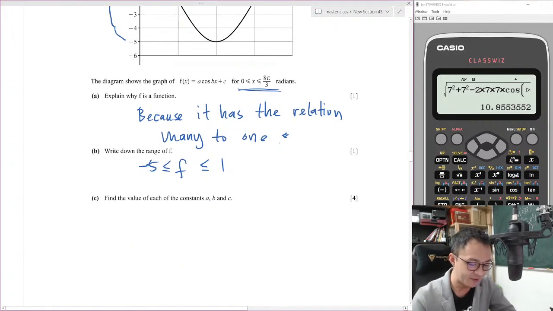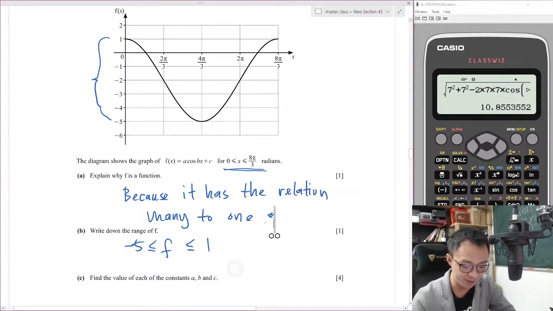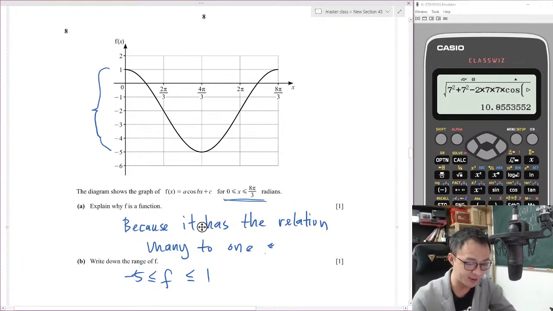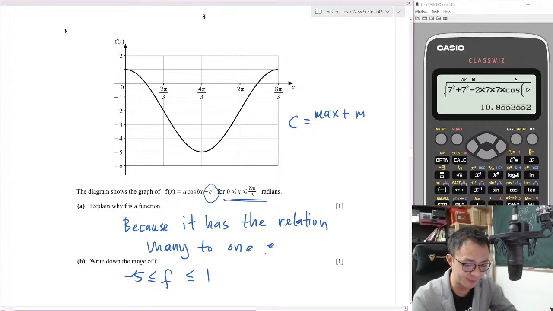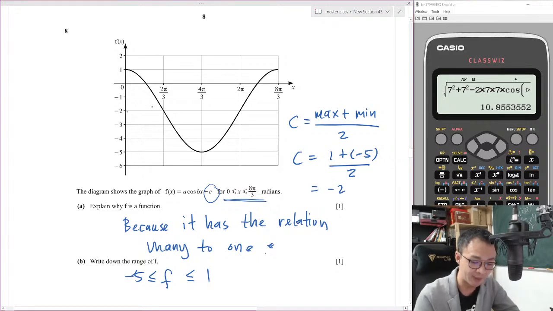Find the value of each of the constants a, b, c. A will be the amplitude. There are a few things you can do to find a, b, and c. First, find c. There is a formula: the maximum plus minimum, divided by 2, if not mistaken. So this is 1 plus -5 over 2. Then you can straight away get the c value, which is -4 over 2, so c is actually -2.